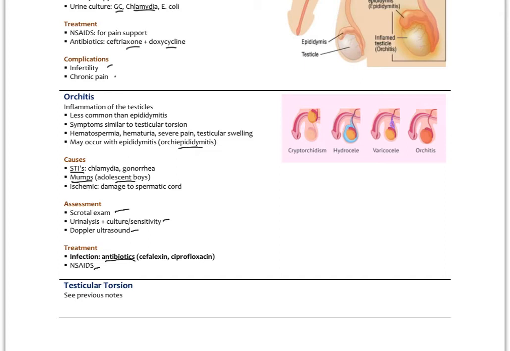And then testicular torsion would be another cause of painful scrotal swelling or scrotal pain. And I covered that in the anatomy and physiology section.